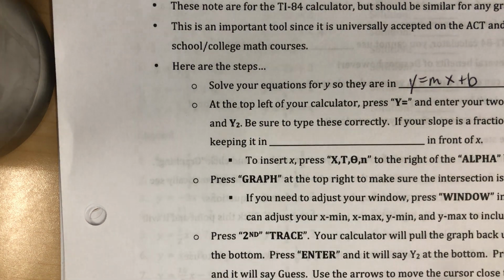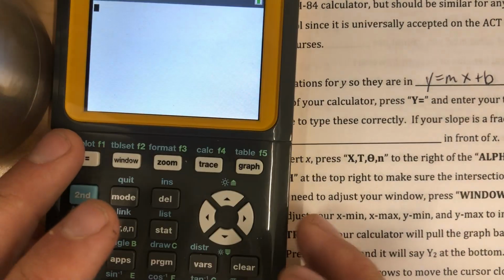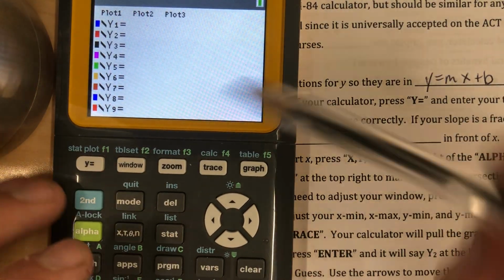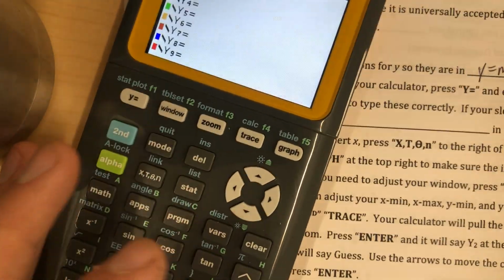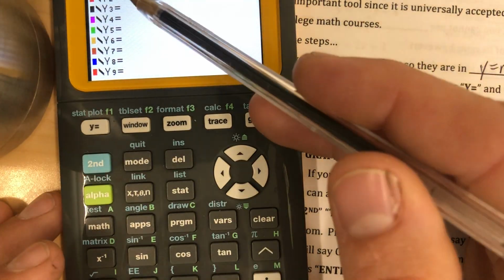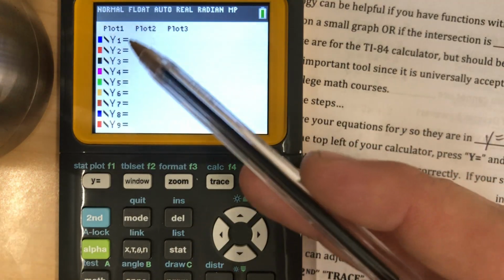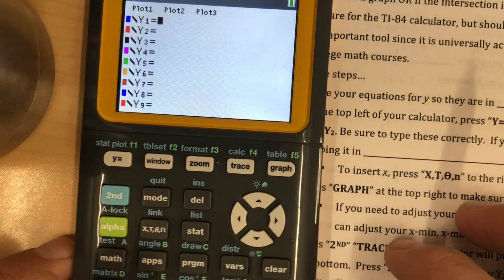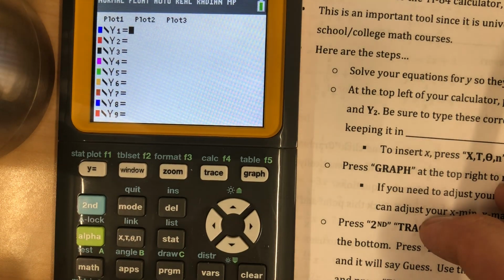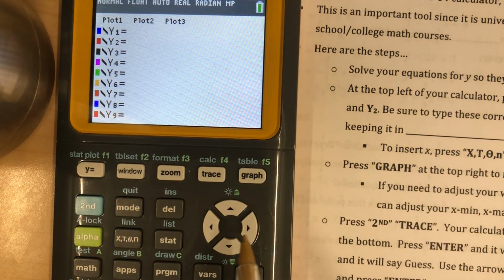At the top left of your calculator, you're going to press y equals. And it'll take you to this page right here where you can have all your different equations and enter your two equations under y1 and y2. Now, if you have equations under y3 and y4, you might want to clear those out and just graph the functions that are in your system there. So just have your equations in y1 and y2.